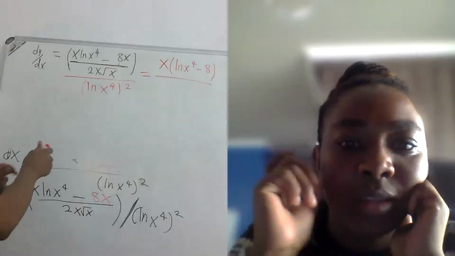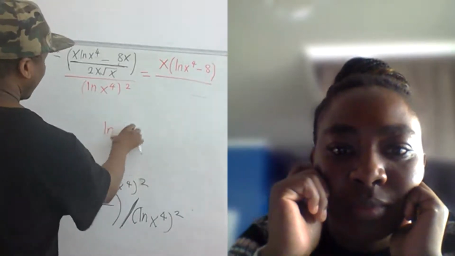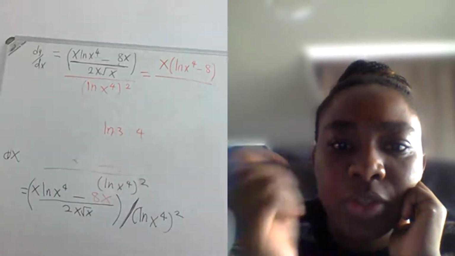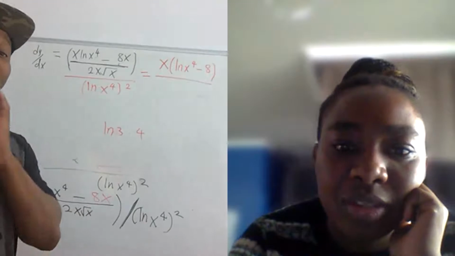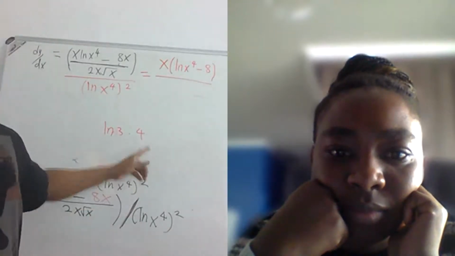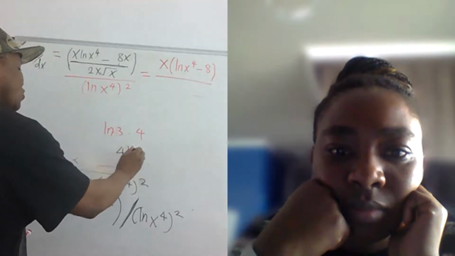Let's say ln 3 times 4. Don't write it like this. It's going to be 4 and then ln 3, because you might confuse the reader, who might think you mean ln of 12, which is not what this is. This is 4 times ln of 3. That is a good way of writing.